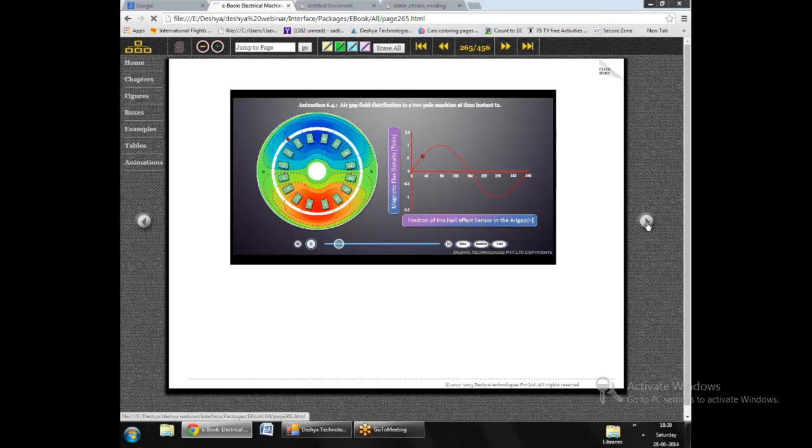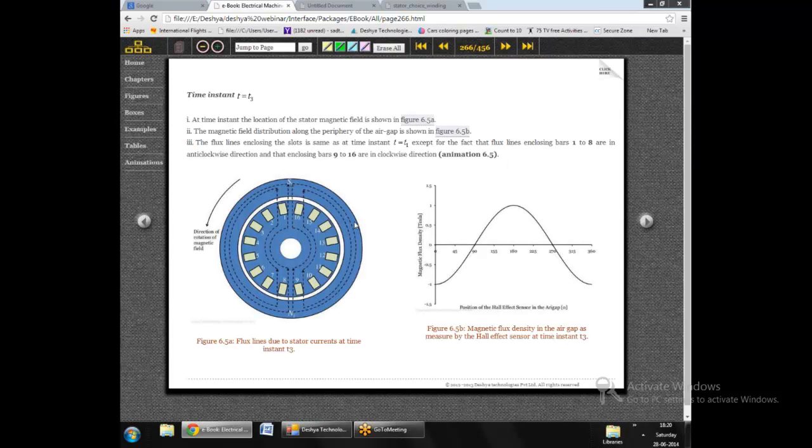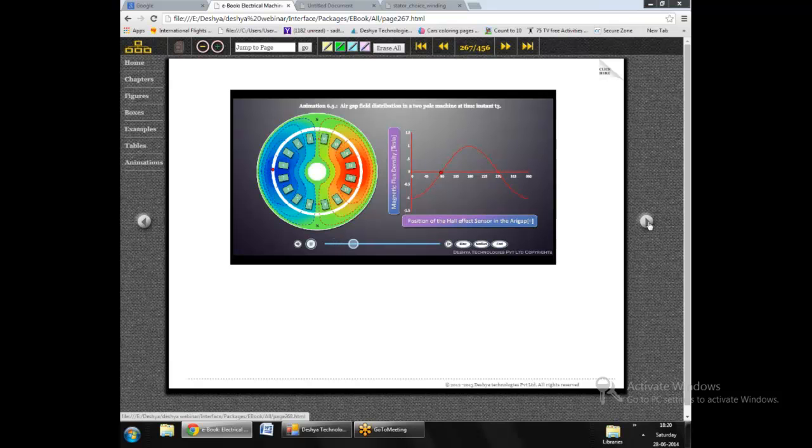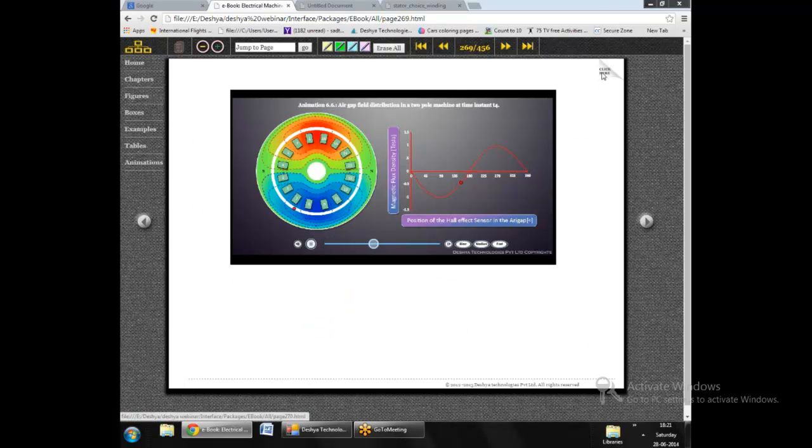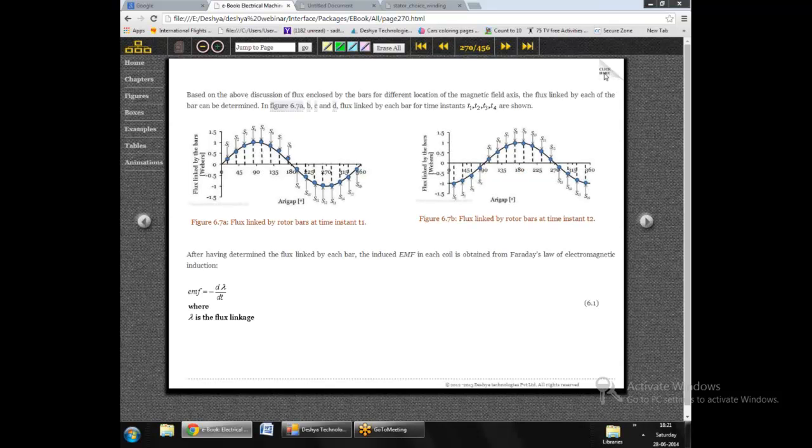Similarly, if we go to the next time instant t3, we can see that the magnetic field produced by the stator winding has moved further by 90 degrees. Again, if we take a Hall sensor and start from the same initial position, shown by the mouse over here, and move in the anti-clockwise direction, we can see that the magnetic field is shifted by a further 90 degrees. In this fashion, we can carry on and see how the magnetic field looks at time instant t4, and then at time instant t5.